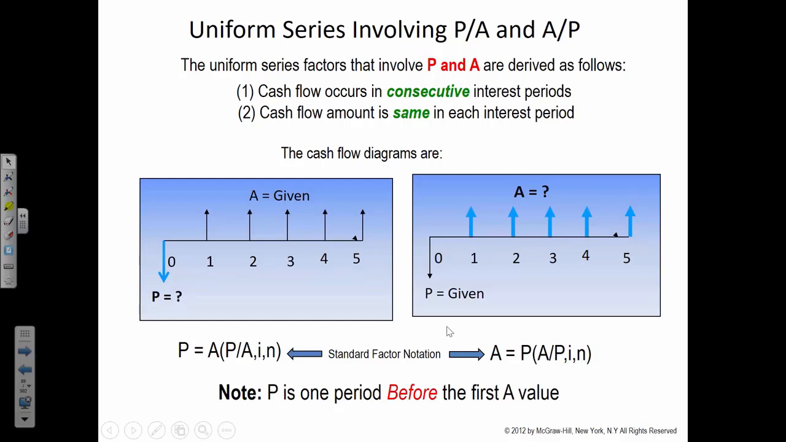When you move money backward in time, that's called discounting. When you move money forward in time, that's called compounding. Compounding because the amounts get bigger, discounting because the amounts get smaller when you move it back in time. Any questions about this slide?